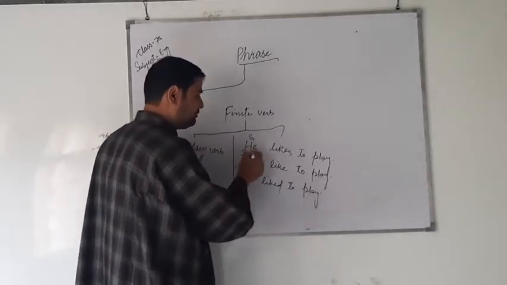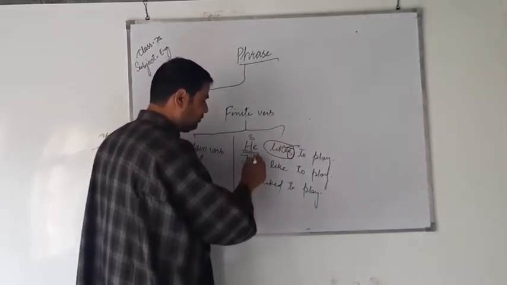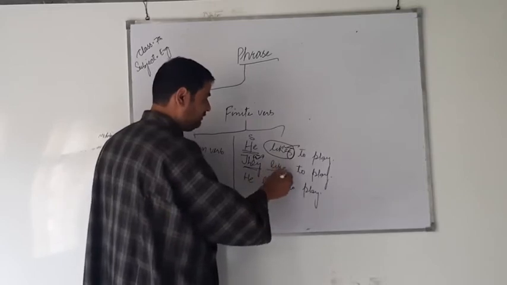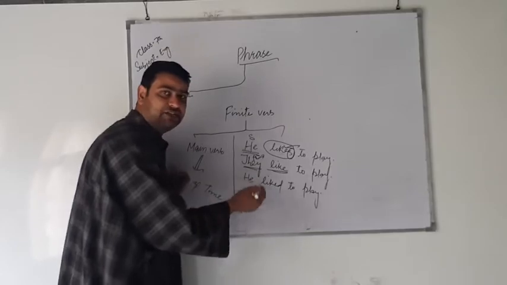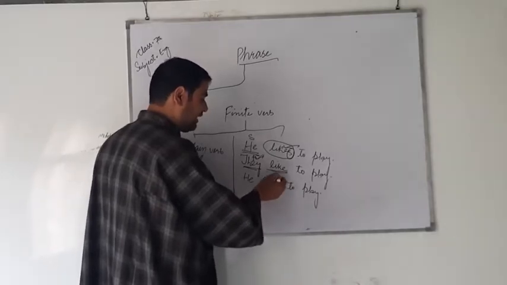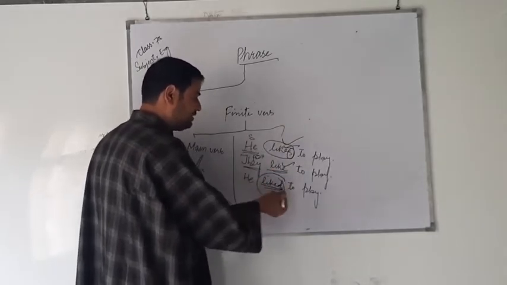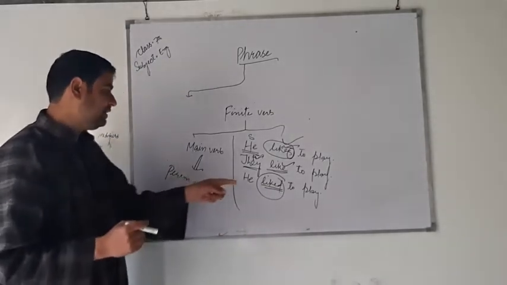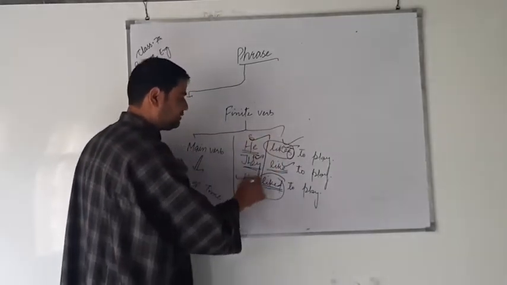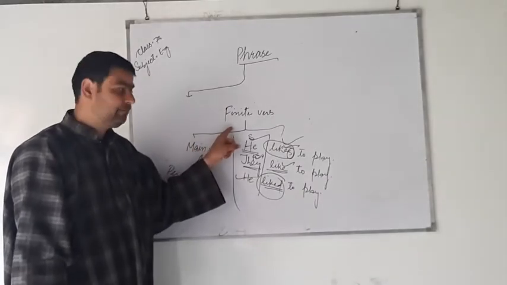See, with a singular subject, this verb has s with it. It is likes. With a plural subject, it does not have s with it. It is simply like, without s. And here I changed the tense, I changed the time. I took it from present to past. What did it become? It became liked. Hence, this verb changed with person as well as with time. So that verb which changes with the person and with the time is called a finite verb.